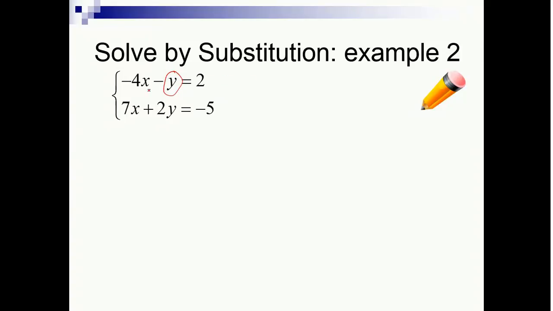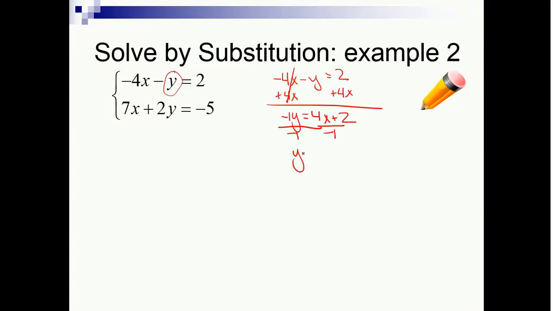So let's write this off to the side here. I'm going to add 4x, right? I've got negative y still. I have that negative 1 kind of hanging out, so I've got to divide by negative 1 on both sides. I'm going to be left with y equals negative 4x minus 2. So I've solved for y.